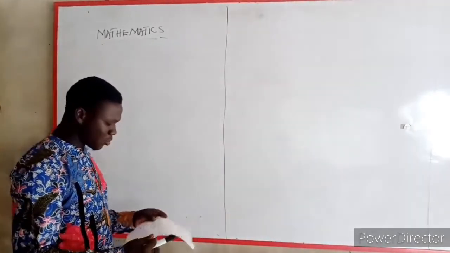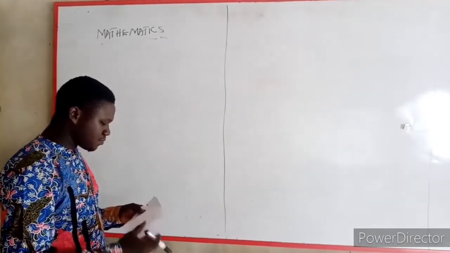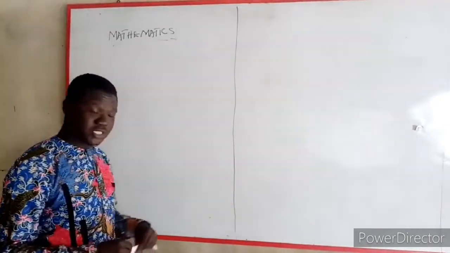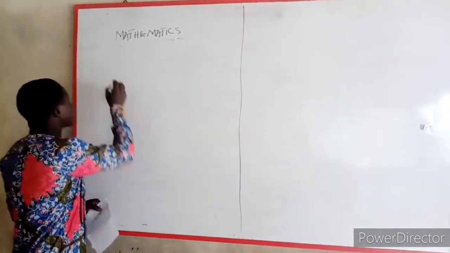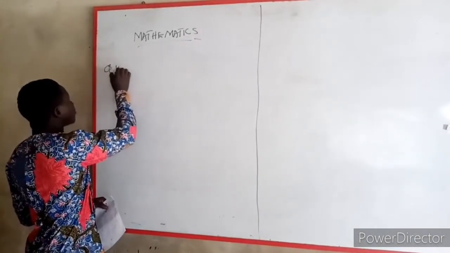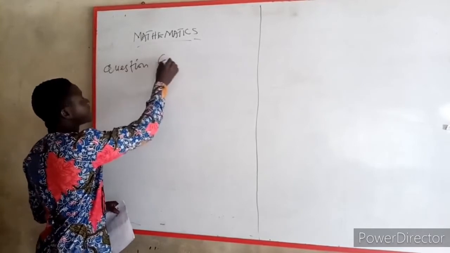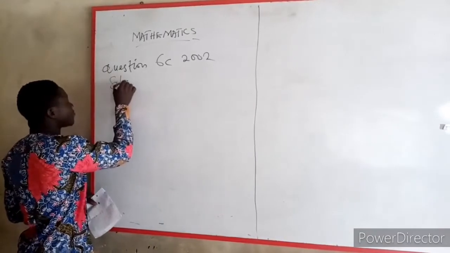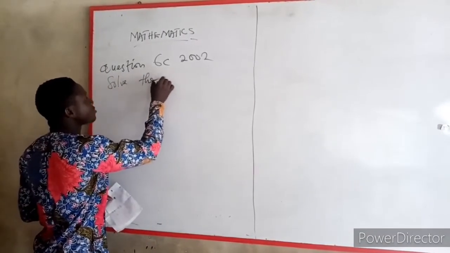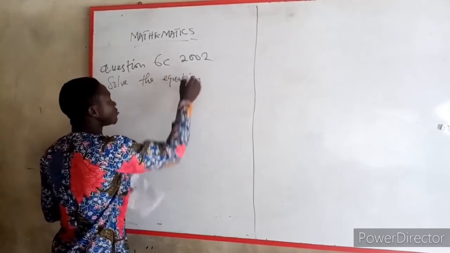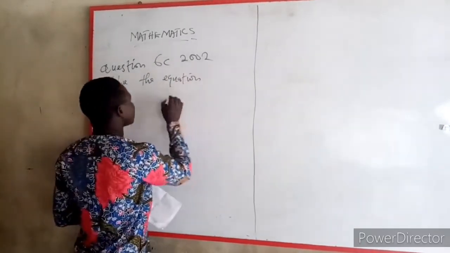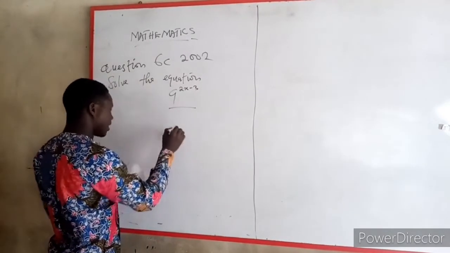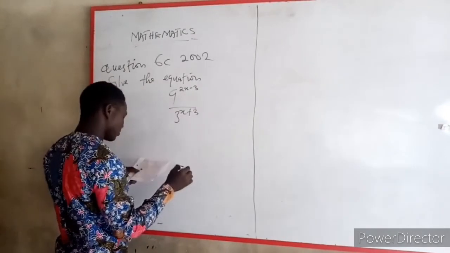I have one question with me here. This one is from WAEC 2002. The question goes like this. Solve the equation (9 raised to the power of 2x minus 3) divided by 3 raised to the power of x plus 3 equals 1.